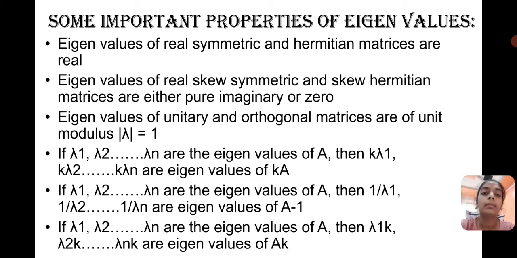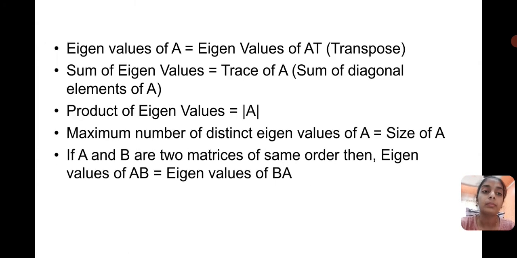If λ1, λ2, ..., λn are the eigenvalues of A, then 1/λ1, 1/λ2, ..., 1/λn are eigenvalues of A power minus 1. If λ1, λ2, ..., λn are the eigenvalues of A, then λ1^k, λ2^k, ..., λn^k are the eigenvalues of A^k. Eigenvalues of A are equal to eigenvalues of A transpose.